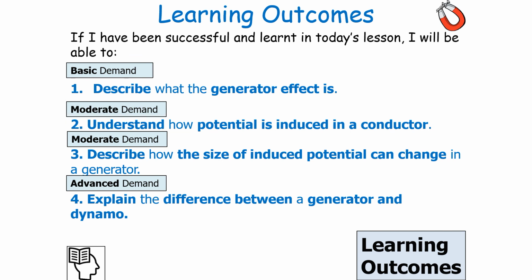So, if we are successful and have learned in today's lesson, we can describe what the generator effect is, understand how potential is induced in a conductor, describe how the size of induced potential can change in a generator, and we can explain why there's a difference between the generator and the dynamo.